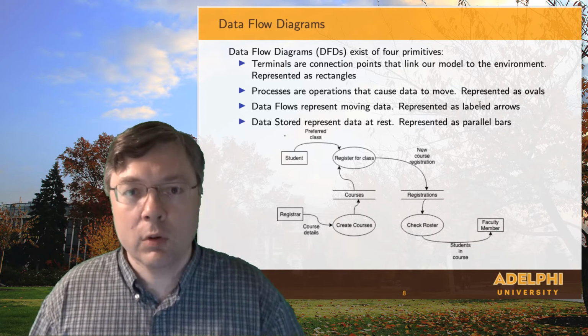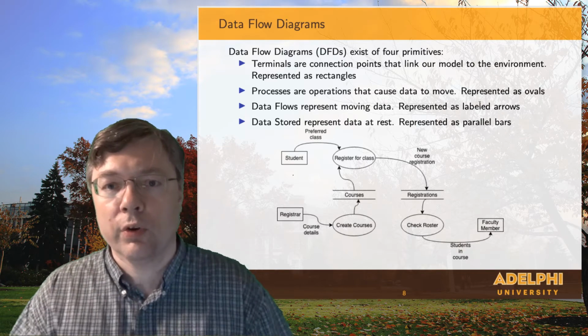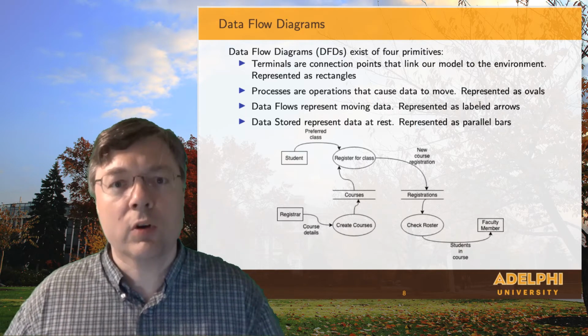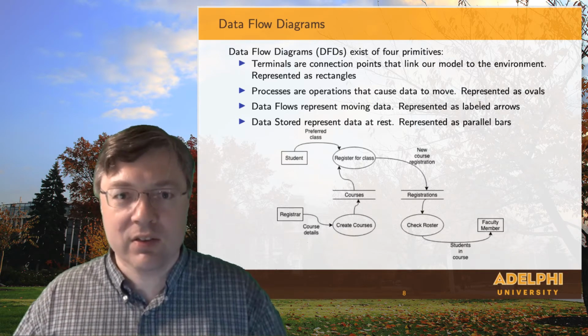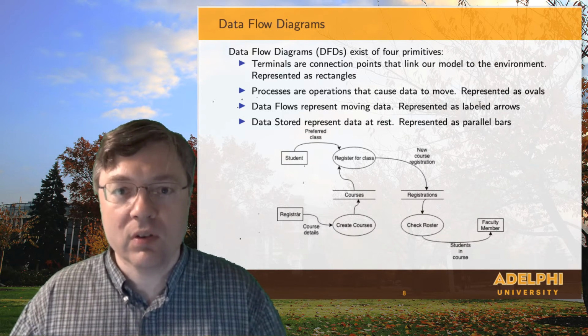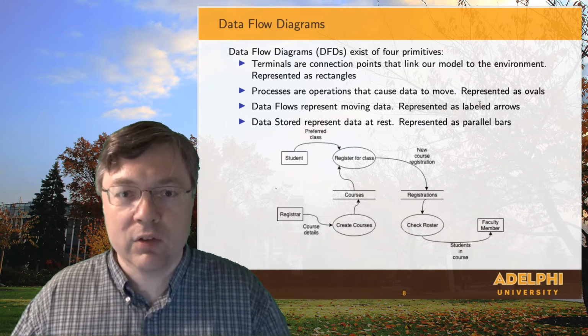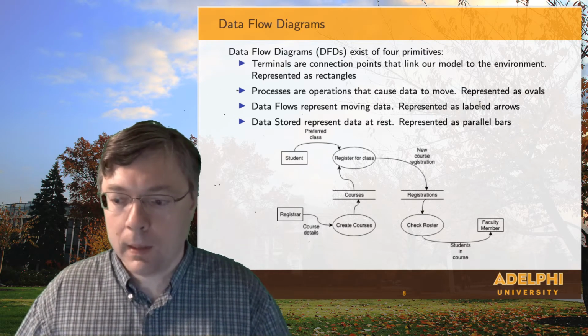The first one is the terminal. The terminal is that point where our system connects to the world around it. So when I talked about system theory, where I said every system is contained in another system, that's where these terminals come into play. At all of these connection points is where we'll recognize these terminals. And of course we label these terminals in a meaningful way.